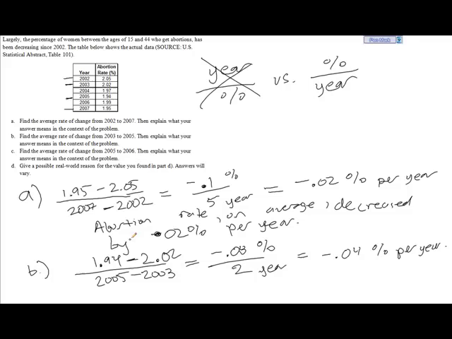Without writing the sentence, you can kind of fill in the number here. On average, the abortion rate decreased by 0.04% per year. And I suppose we should specify between the years that we're talking about. So on this one it was 2003 to 2005.